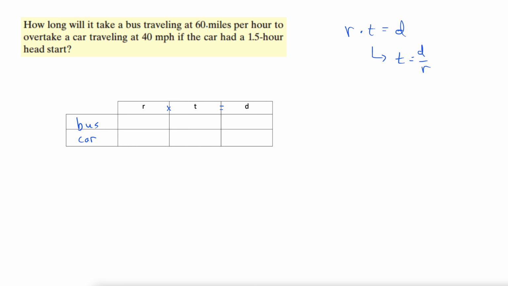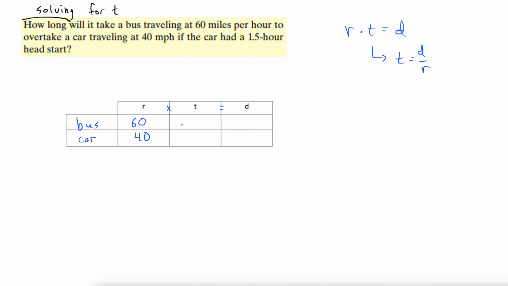Okay, and it gives us the rate. You can think of rate and speed as the same thing. Okay, 60 miles per hour is the bus going, and it's overtaking a car, which is traveling slower, 40 miles per hour, but it had a 1.5-hour head start. When a problem asks how long, that usually means that time is the unknown. That usually means that we're solving for time. When you see the words how long, it's usually an indicator of that.